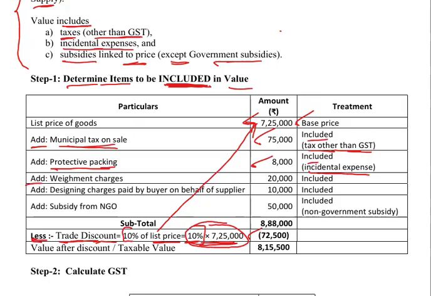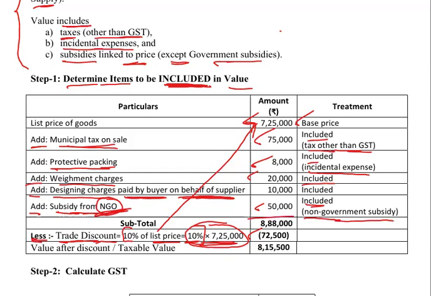Next one, add weighment charges 20,000. This will also be included in the cost. Next one, designing charges paid by the buyer on behalf of the supplier. Whatever amount is paid by the buyer on behalf of the seller will be included in the value of supply. Next one, add subsidy from the NGO. Subsidy received from an NGO is not from the central or state government. If the subsidy is received from the government, it is to be excluded, but NGO is not a government. Therefore, 50,000 is included since it is a non-government subsidy.